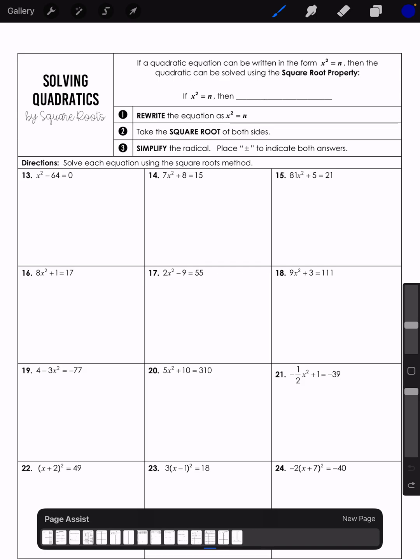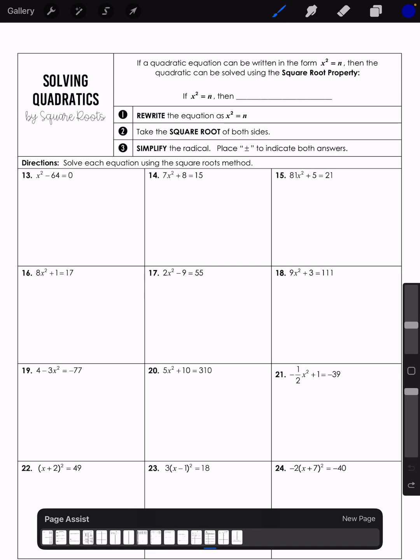This is page 10 in your notes packet for chapter 4, and if you don't happen to have that with you for the asynchronous day, then take a look at our Google Classroom to pull up the notes from there. So far we've talked about solving quadratics by graphing, where you look to see where they cross the x-axis. Then we talked about solving quadratics by factoring, where we would try to factor the trinomial into two binomials. And next we're going to look at how to solve quadratics by square roots.